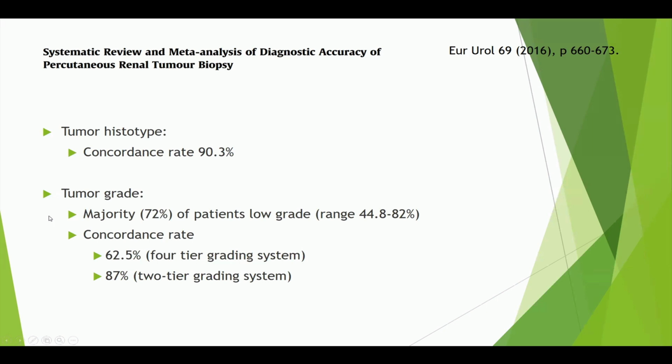There are 14 studies that reported concordance of tumor histotype between the renal mass biopsy and surgical pathology, with a median concordance rate of 90.3%. 7 studies allowed the analysis of agreement between grade on biopsy and surgical pathology. The median concordance rate was 62.5% using the 4-tier grading system, i.e. grades 1, 2, 3, 4, and 87% using the more simplified 2-tier approach, low versus high grade system. As expected, your concordance rate is going to be higher when a simplified 2-tiered system is adopted.